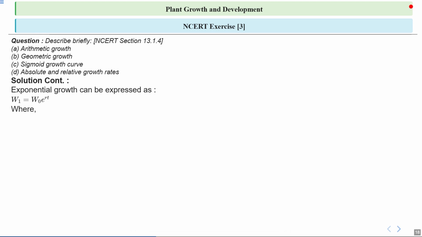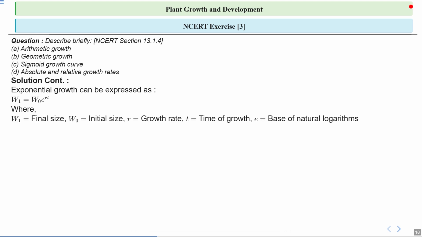So let's break down what each part of the formula means. Here W1 stands for final size, W0 is the initial size, r is the growth rate, t is the time of growth, and e is the base of natural logarithms. Each part here plays an important role in determining how quickly and how much a plant grows.